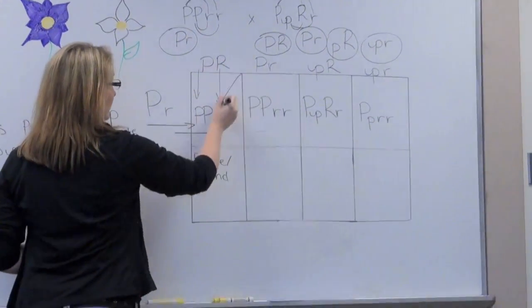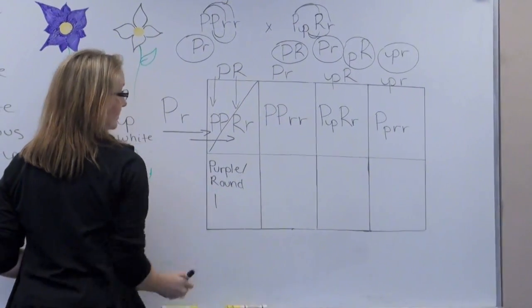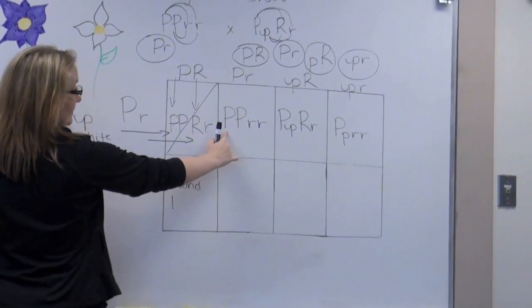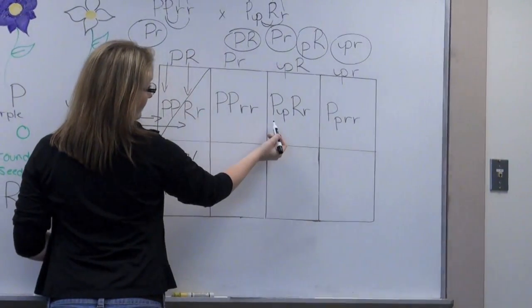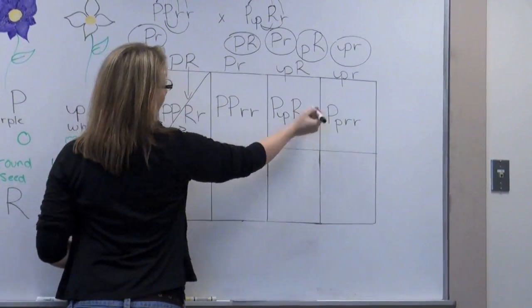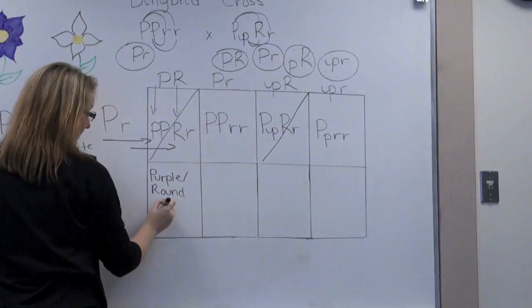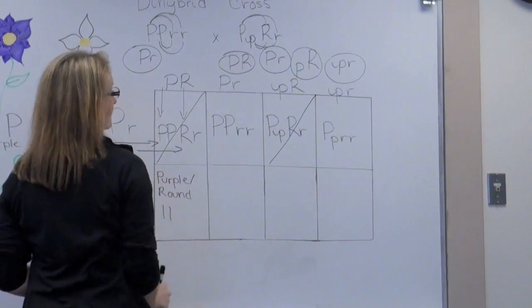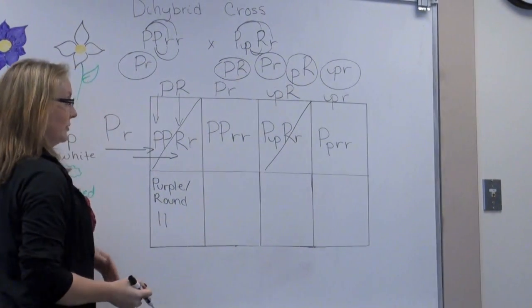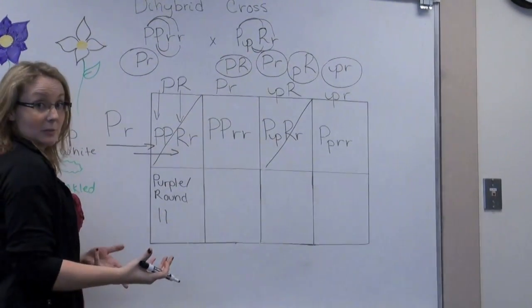So our first one, we already know has purple and round. Second one, does not, so I'm going to skip it. The next individual is still purple and round. So I'll cross that one off and mark it down. And then our last individual is not purple or round. So I'll go to my next option.